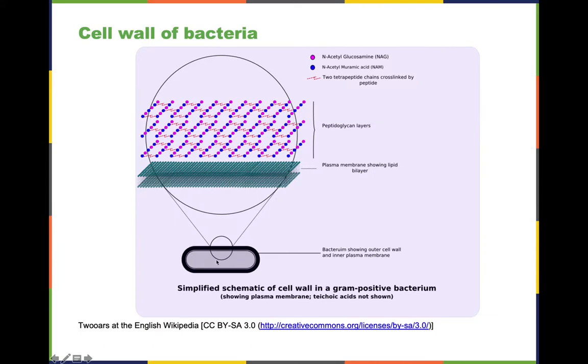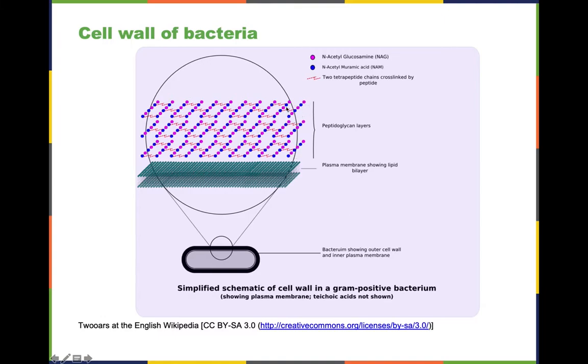So here's a blow up of what the outside of this bacteria would look like. Here's a model of the plasma membrane, the phospholipid bilayer, and then you have rows upon rows of peptidoglycan layers. So this is one layer, that's another layer. These layers are stacked on top of one another.